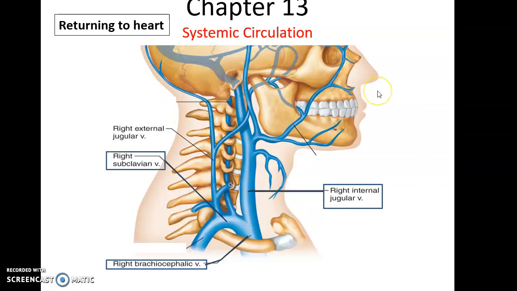In the head, we have the internal jugular vein. So when people talk about your jugular, they're talking about the internal jugular vein, an extremely large vein carrying blood from the brain and from many of the structures associated with the skull and face. The internal jugular vein then meets up and fuses with the subclavian vein, giving us the brachiocephalic vein that then leads toward the heart.